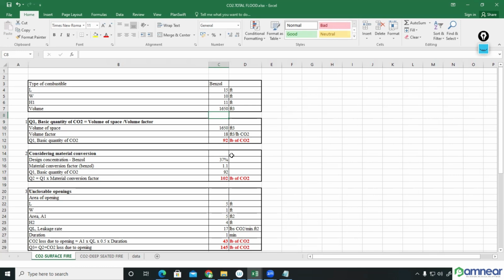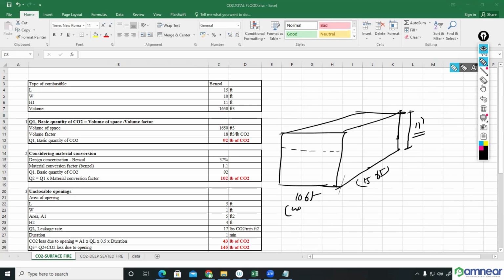When we are calculating the carbon dioxide quantity, a few considerations we have to make. The first one, we have to calculate the basic minimum quantity that we require inside. Along with that, we have to consider a material conversion factor. And if there is any unclosable opening, through that opening air will be entering inside. At the same time, when the air is entering, carbon dioxide will be displaced. This quantity has to be considered. That is called unclosable opening.